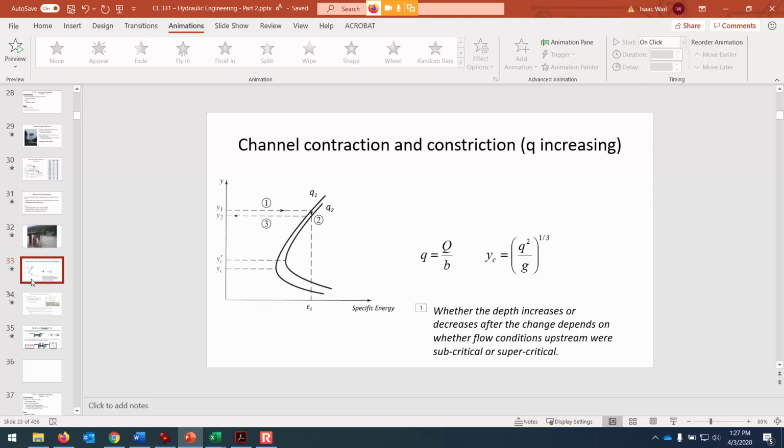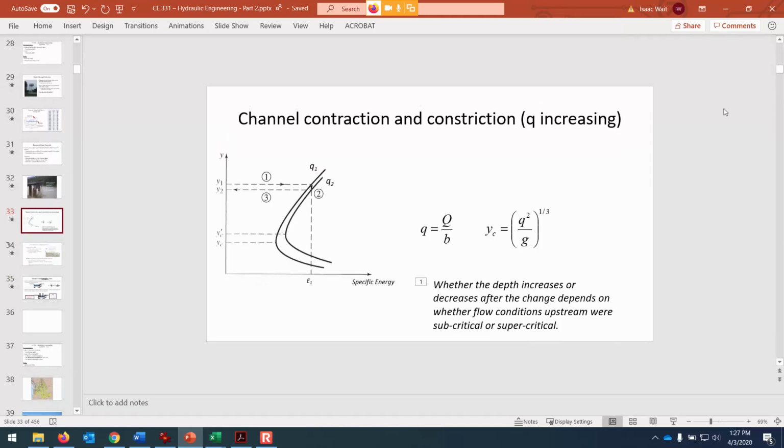Now remember, in our previous class what we did look at was the effect on the specific energy diagram when we make the channel narrower. So this specific energy diagram, Q1 is kind of before the constriction or contraction, and Q2 is after the channel has been constricted or contracted. And by the way, a constriction means that the width specifically is decreasing. Contraction is a term that more generally just means a reduction in area. So a constriction is a type of contraction.